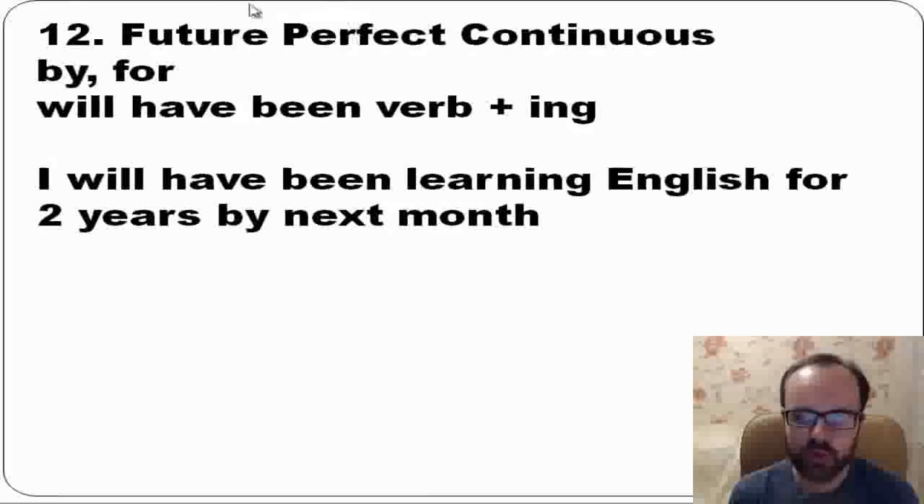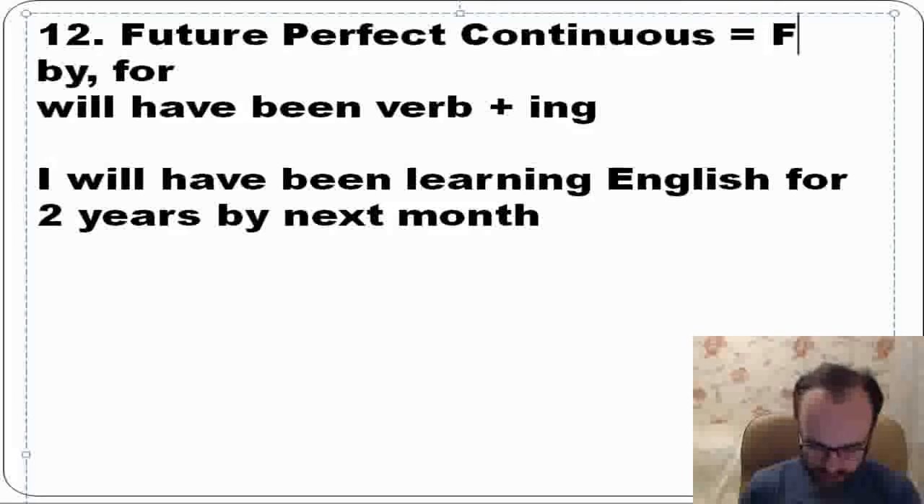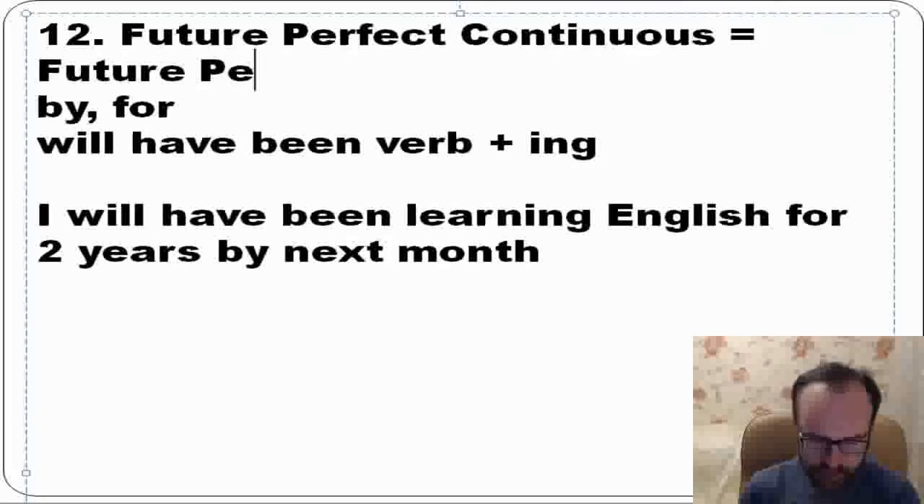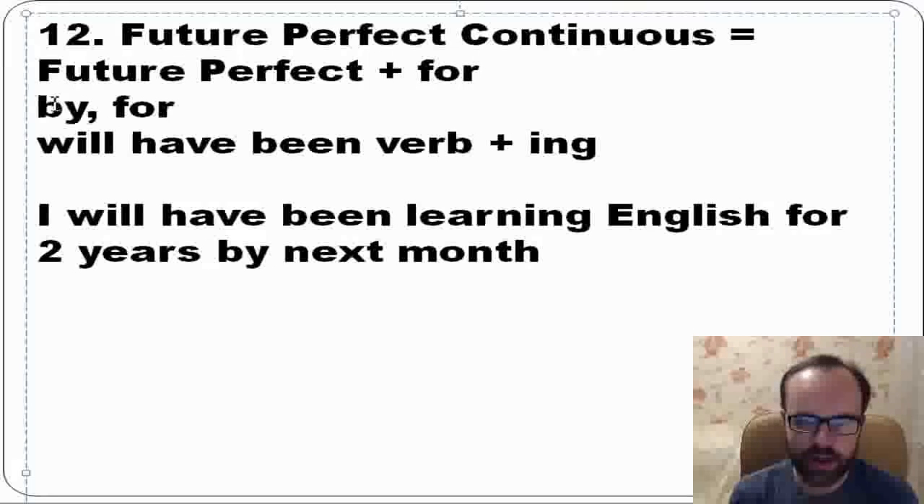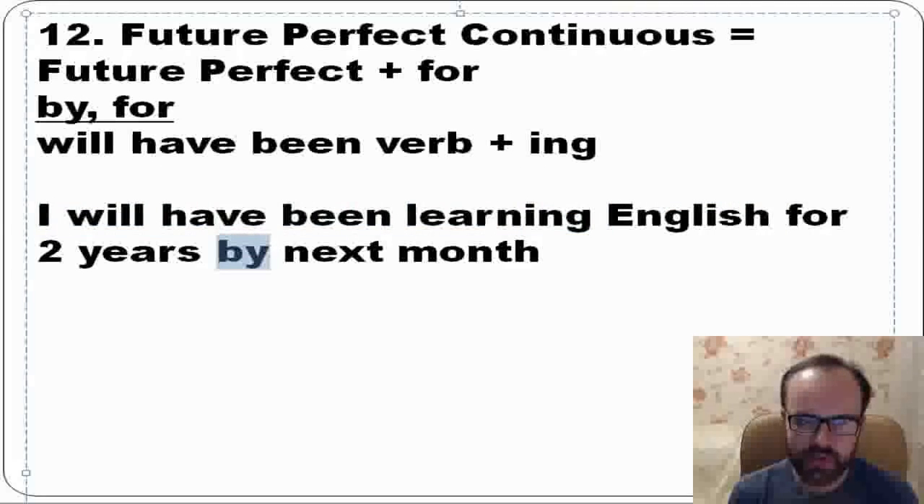And the last one, future perfect continuous. It's like future perfect, but you also have "for". So "by" and "for". Look, will have been plus verb plus ing. I will have been learning English. You have "by next month", so it's like future perfect, and "for 2 years". I will have been learning English for 2 years by next month.